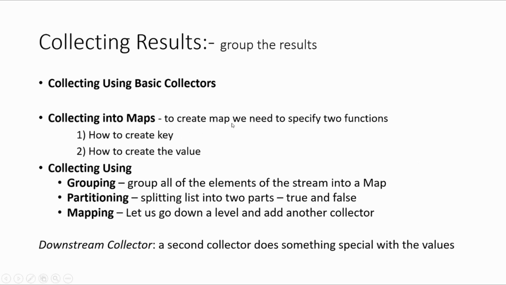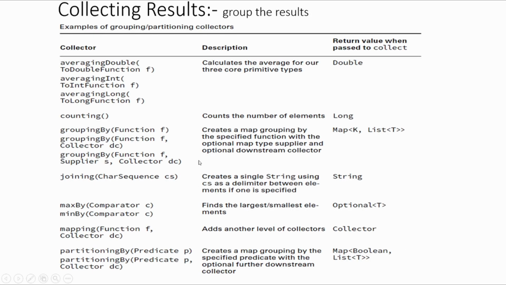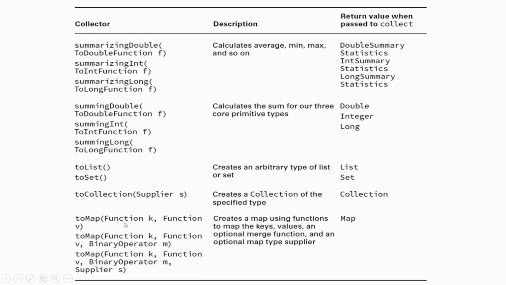To create a map, hash map or tree map, we need to specify two functions. The first function tells the collector how to create the key, and the second function how to create the value. And we're gonna use the toMap function. So it has two functions. The first one is for the key, another one is for the value.